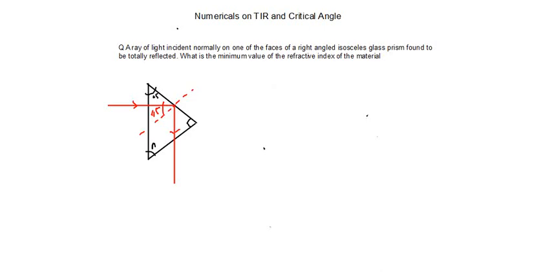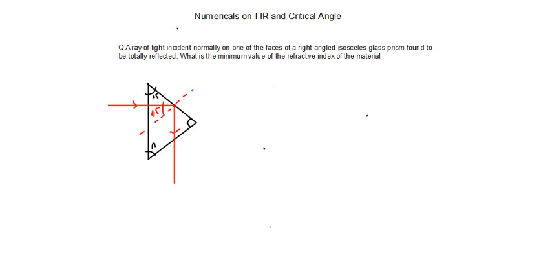Okay everyone, let's start with numericals on TIR and critical angle. So we see the first question says a ray of light incident normally on one of the faces of a right angle isosceles glass prism is found to be totally reflected. What is the minimum value of the refractive index of the material? So we need to find the refractive index of the material.